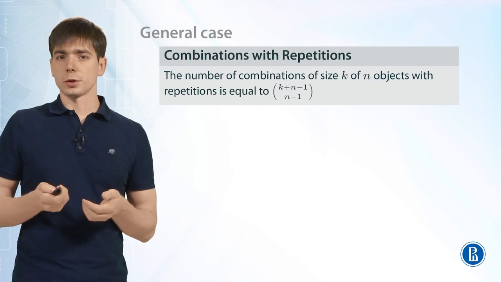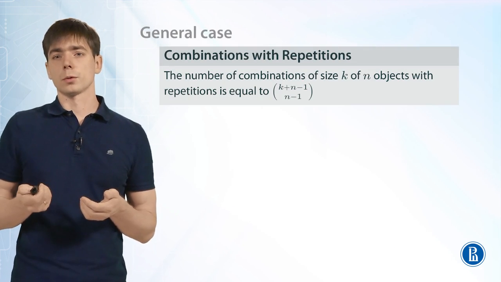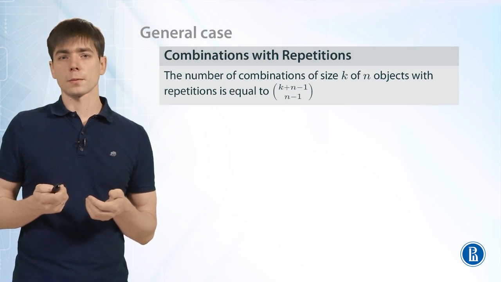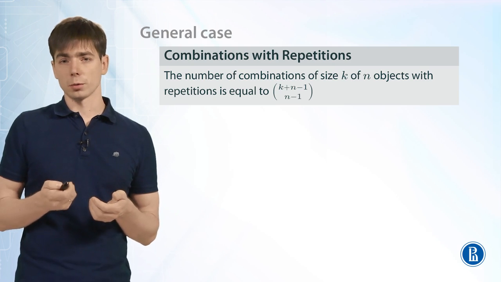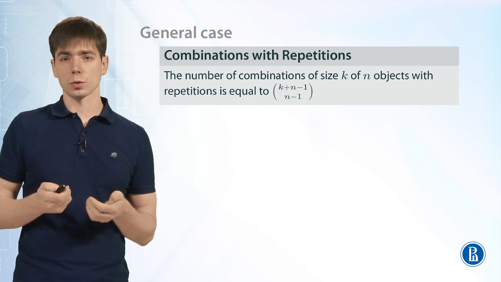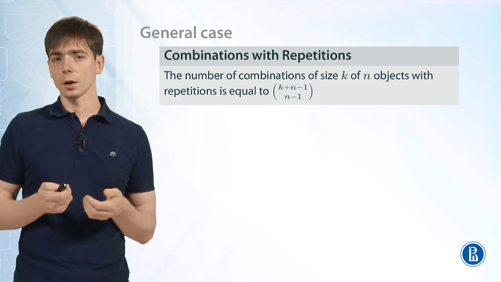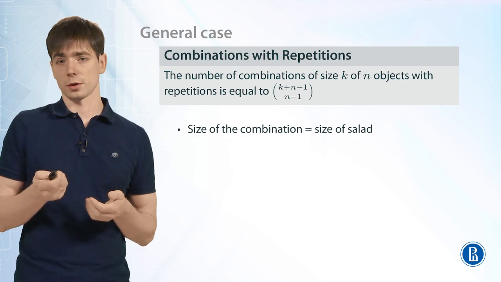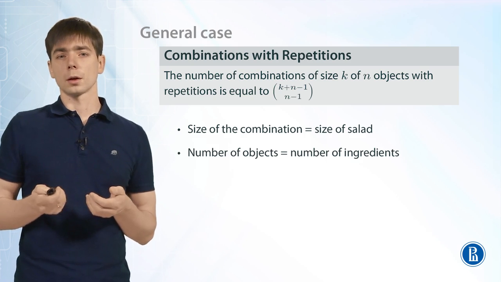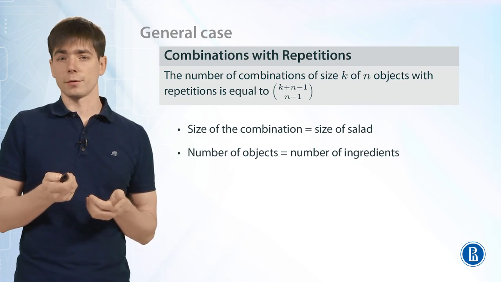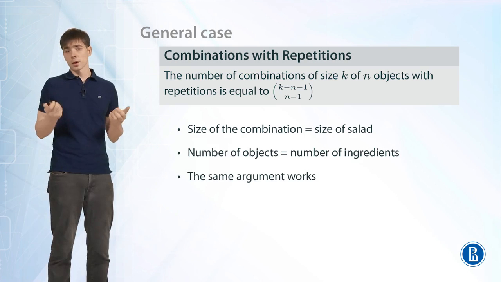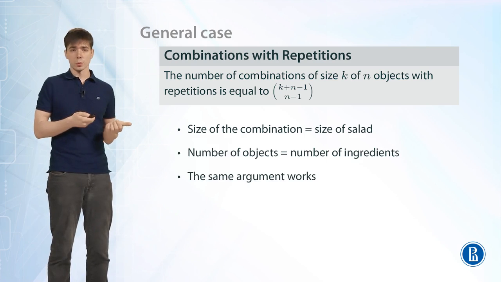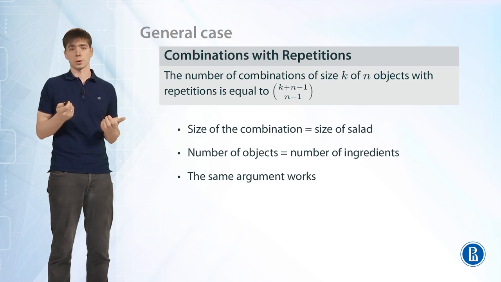So if you consider the number of combinations of size k out of n objects with repetitions, then the number of such combinations is equal to k plus n minus 1, choose n minus 1. So here is the connection to the previous problem. The size of the combinations is the size of the salad. The number of objects is the number of ingredients. And the same argument works. So our previous argument was general. We can substitute 7 and 4 by k and n, and the same proof works.